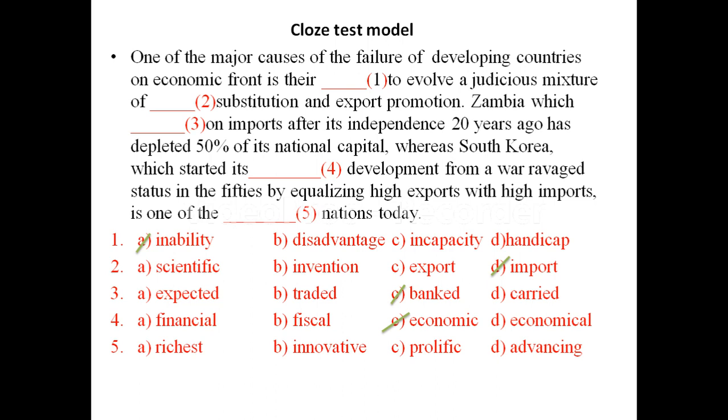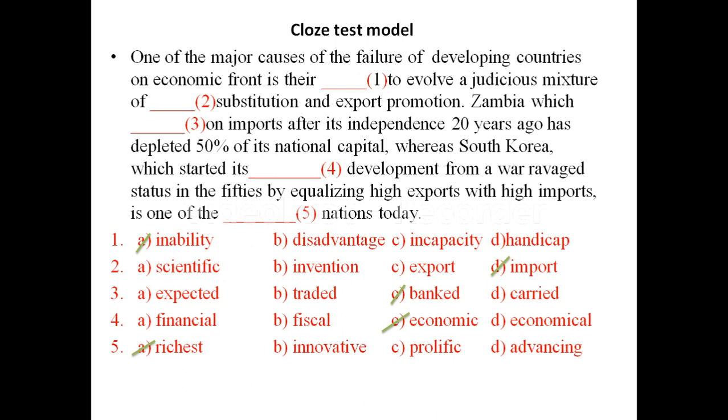Let us see the fifth blank: richest, innovative, prolific, advancing. I have already told you to notice the words before the blank and after the blank also. Here, it is "one of the", so it's in the superlative. The superlative is richest, so the correct answer is richest.